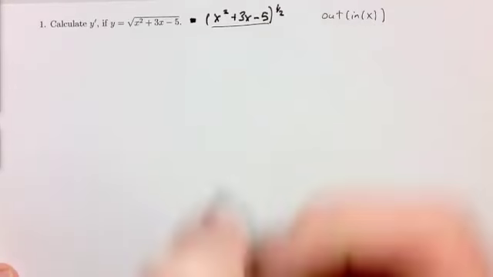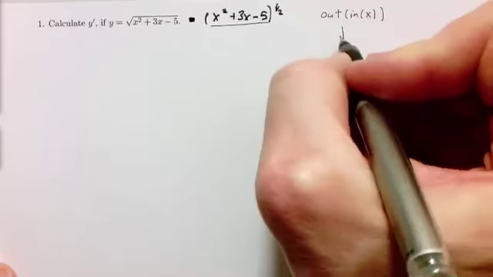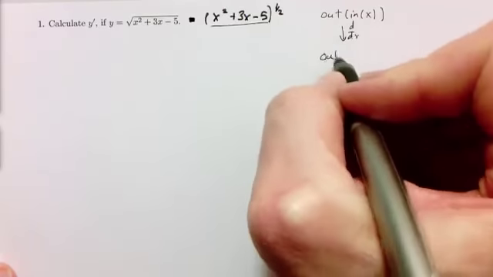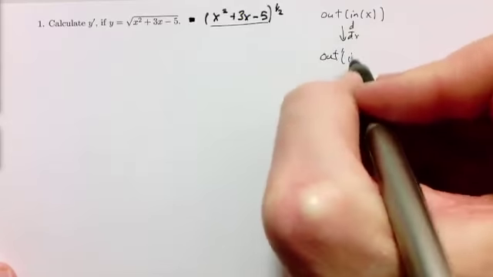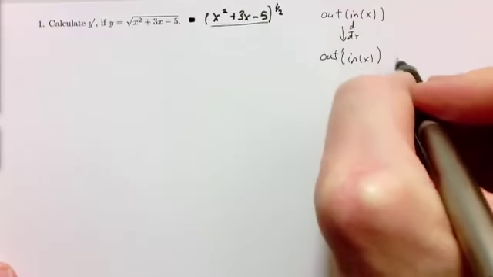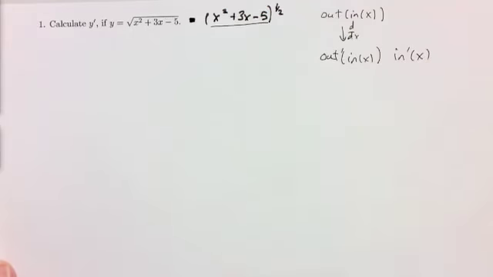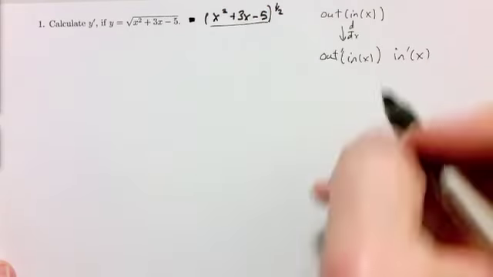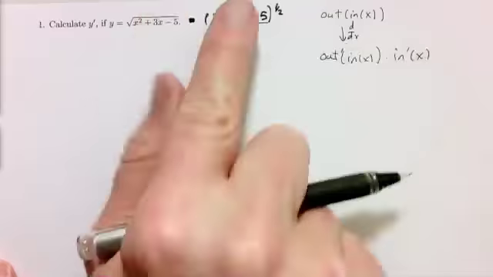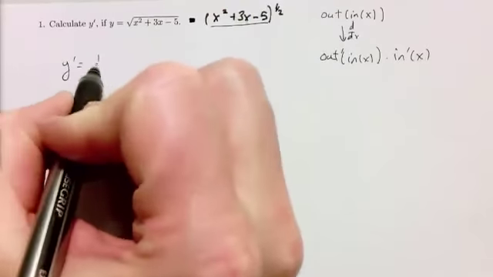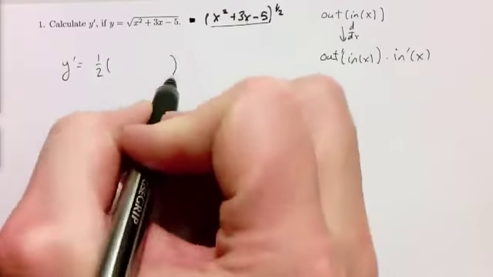Okay. To take the derivative, the chain rule says I'm going to differentiate the outside function, leave the inside alone, multiply by the derivative of the inside. Okay, so I start here. I ignore what's on the inside, leave what's on the inside alone.